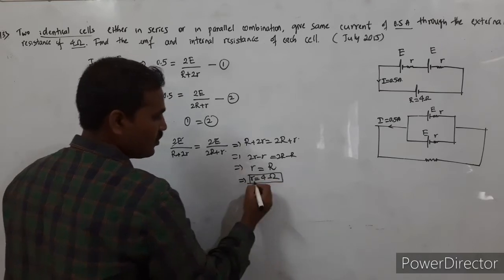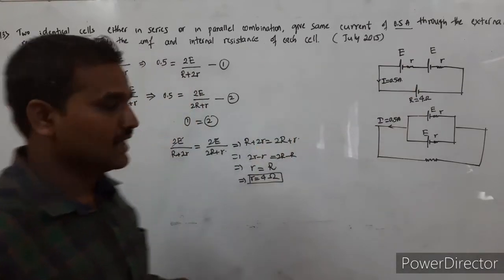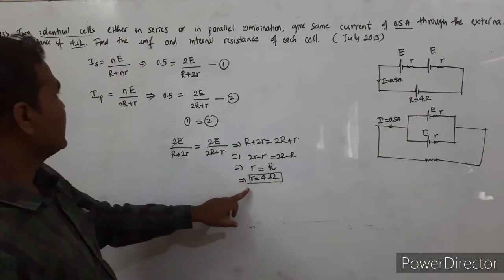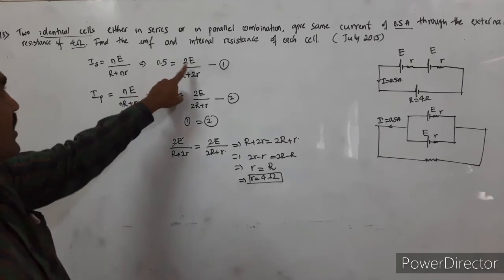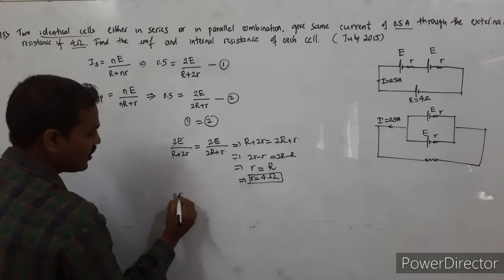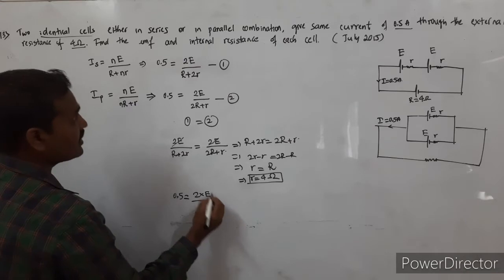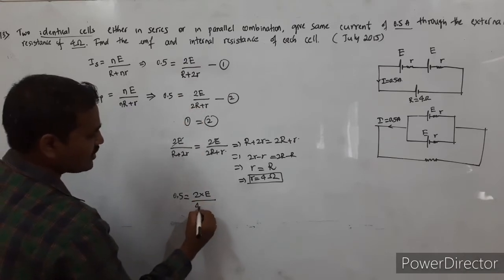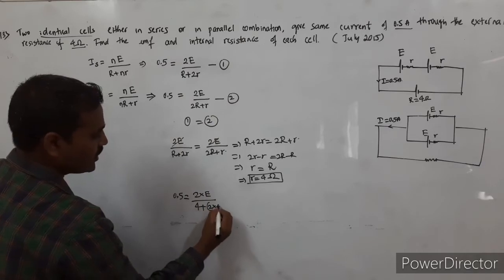4 ohm. Okay, so this is the value of internal resistance of each cell. By using the same value, substitute in any one of the equations, I can get the value of EMF here. Consider equation number 1. I can write 0.5 is equal to 2 times E, I don't know the value of E here, divided by capital R, which is how much? 4. Small r is also 4, so I write it as 2 into 4.